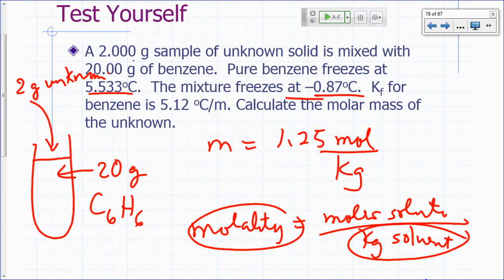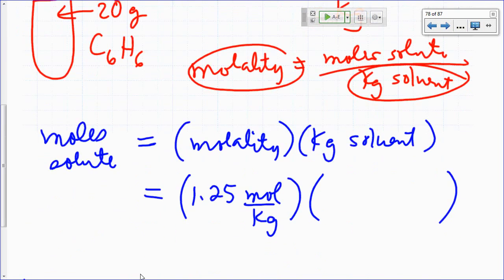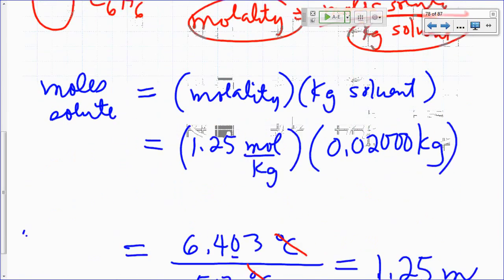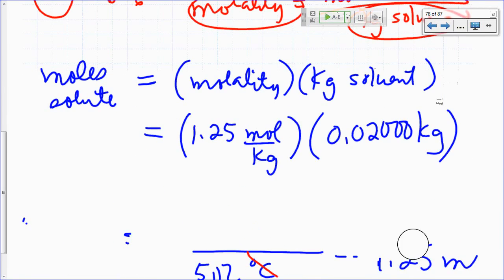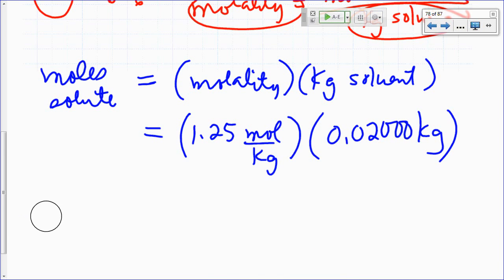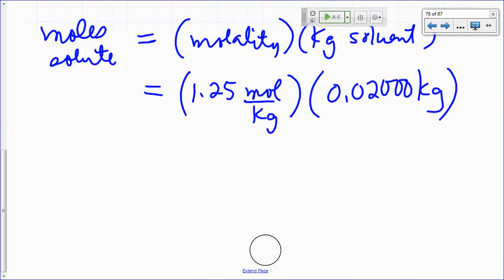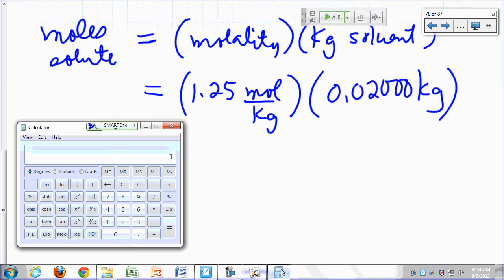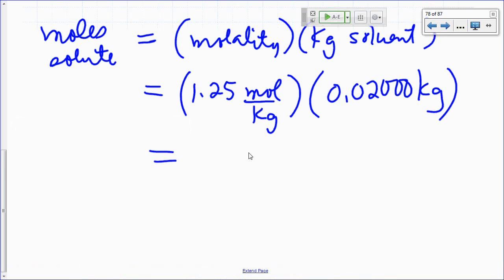It's 20 grams of benzene, so that's 0.02000 kilograms. That's 4 sig figs right there. So how much is that? 1.25 times 0.02 is 0.025 moles. 3 sig figs, so 0.0250 moles.